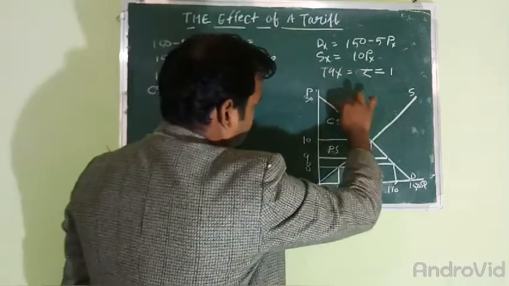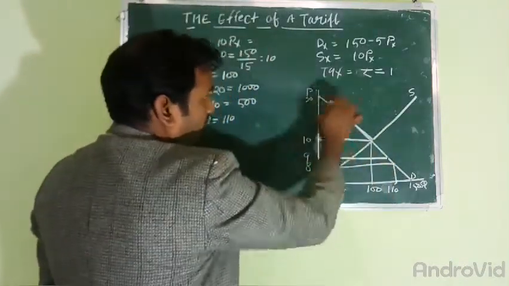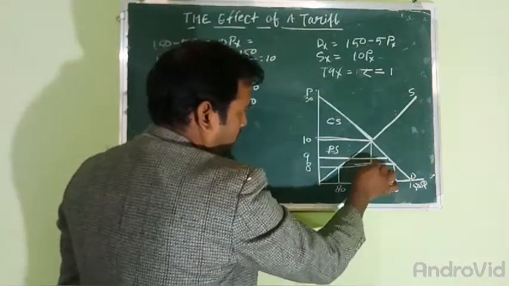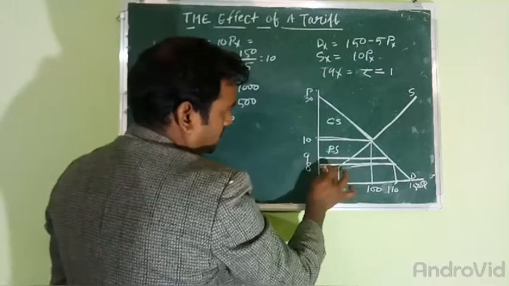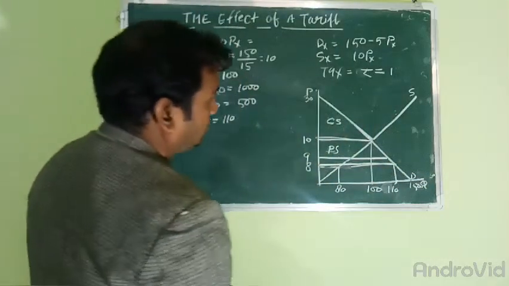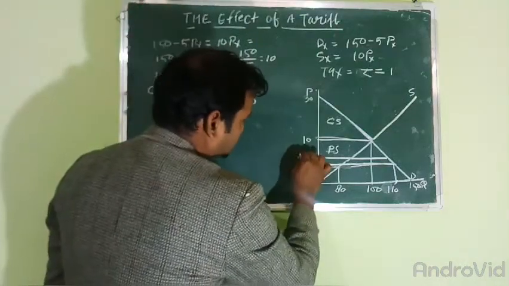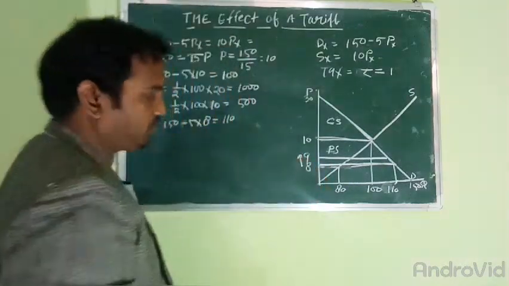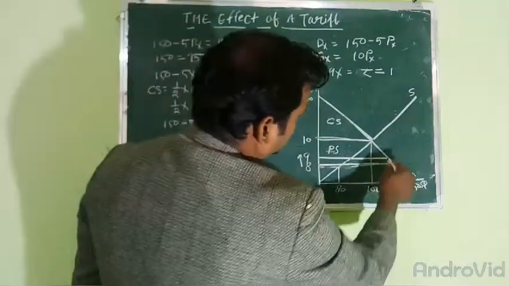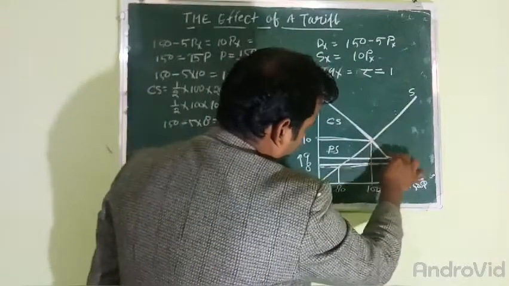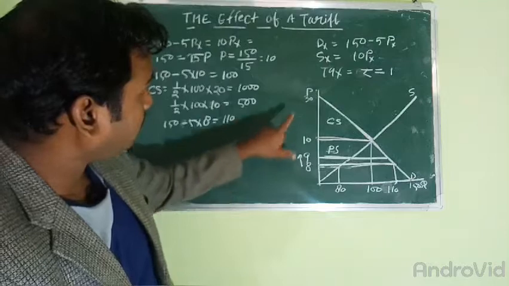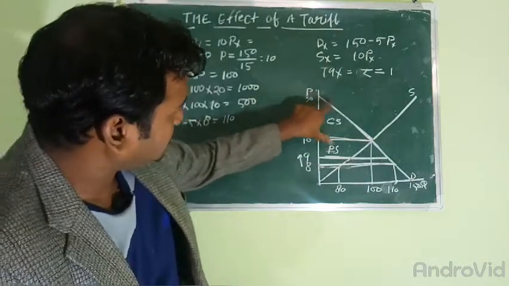Again you can find the consumer surplus. Starting consumer surplus is that area. When the price is 8 rupees, the consumer surplus is that. But if the government imposes a tax, from 8 to 9, a gap of 1 rupee, then you can find that the consumer surplus decreases. Without trade, the consumer surplus is that area.